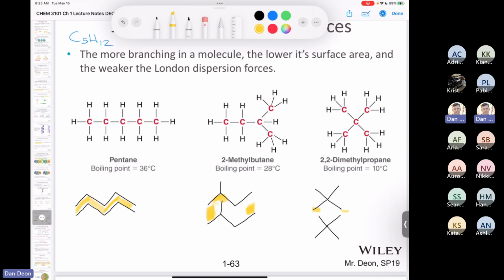And that's another reason why I wanted to show you the bond line structure, because it shows you so well, it demonstrates why London forces are so much more pronounced when you have a linear compound as opposed to a branched compound. Is that cool or what?